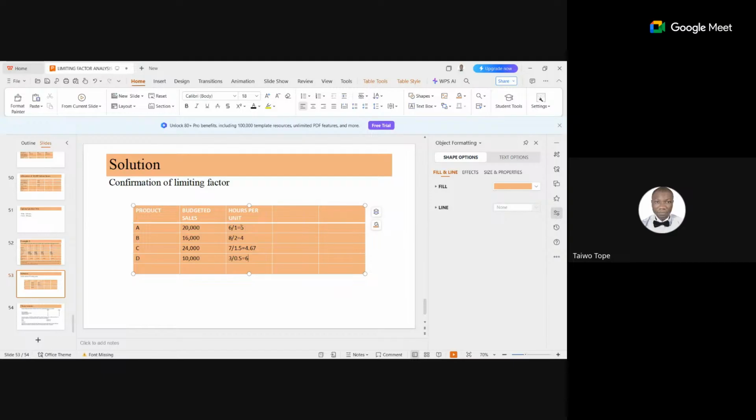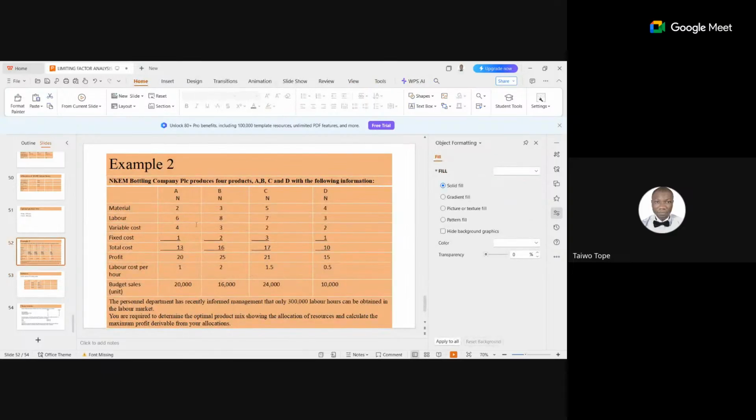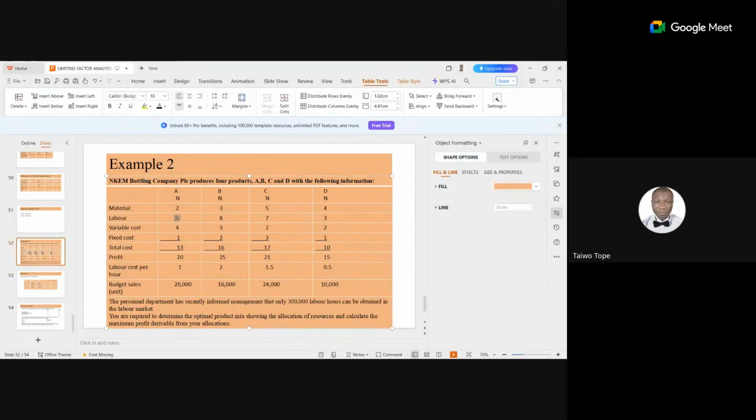Please, at this point, hope nobody is confused. The point is this. You incur 6 naira on labor hours to produce 1 unit of product A. Labor cost per hour is 1 naira. For you to know the number of hours you use to produce 1 unit of product A, it will be 6 divided by 1. So nobody should get confused, please. 8 divided by 2, 7 divided by 1.5, and 3 divided by 0.5.